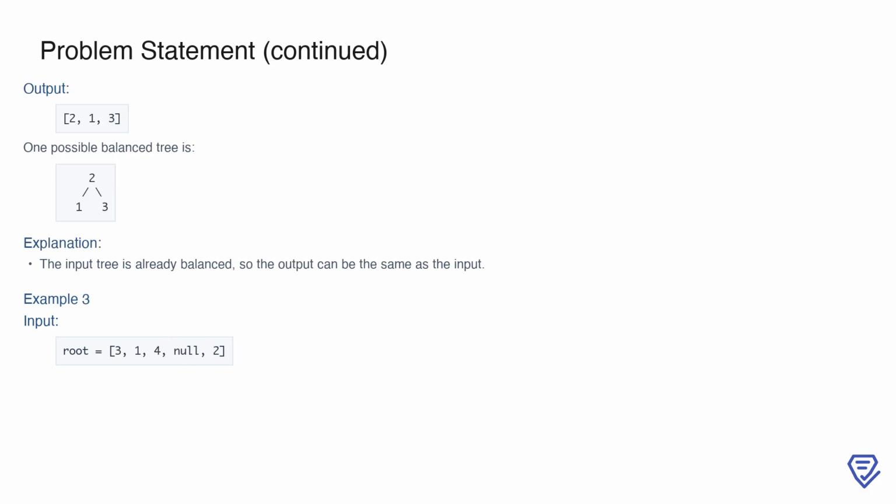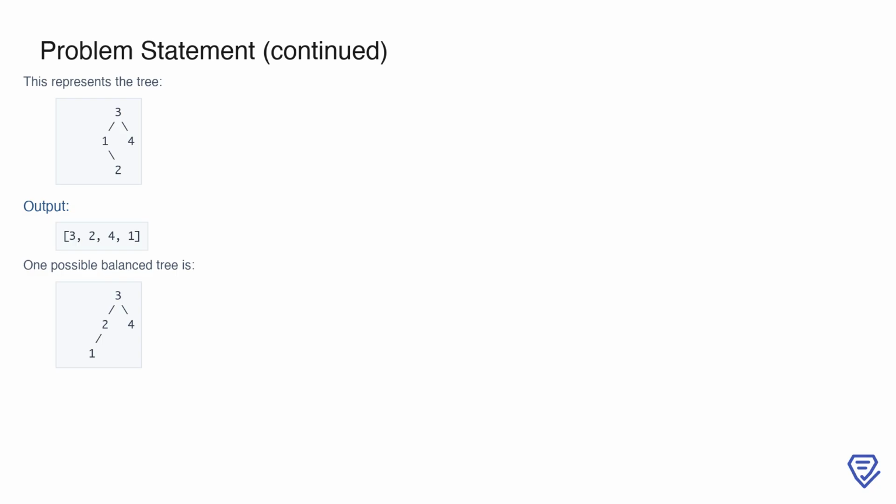In the second example, the input tree is represented as root = [2, 1, 3]. This time, the tree is already balanced. The root node is 2, with 1 as its left child and 3 as its right child. The output for this case is the same as the input, [2, 1, 3]. The tree remains unchanged because it already satisfies the conditions of a balanced binary search tree. The depth difference between the left and right subtrees of all nodes is 0, which is within the allowed limit of 1. Therefore, no rebalancing is needed.